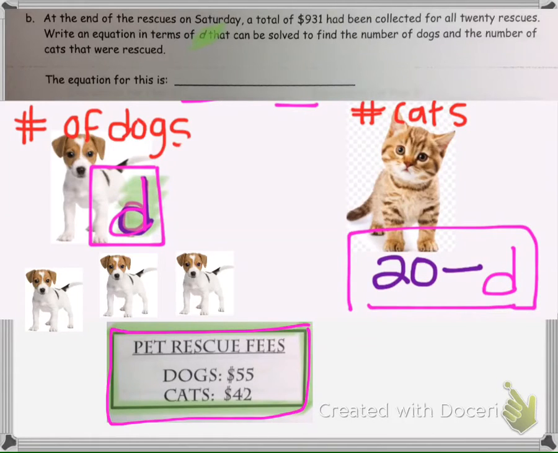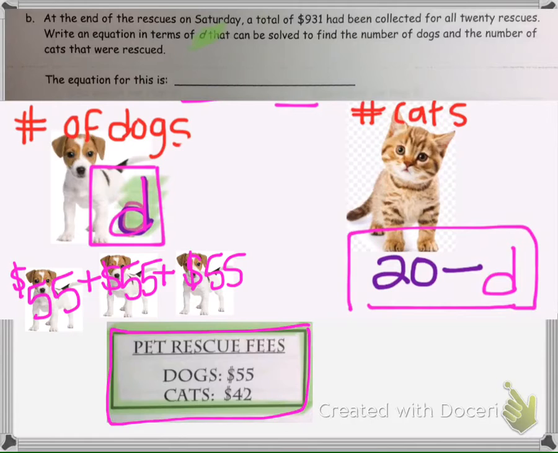that each dog costs $55. So this dog to be rescued is $55, this dog is $55, this dog is $55, but the problem is we don't know how many dogs were rescued. That's what D represents. But we know for each one you add on 55 plus 55 plus 55 for each dog that is rescued.